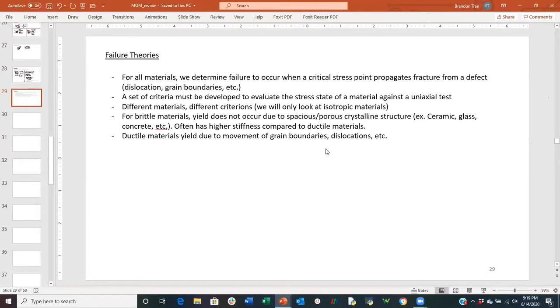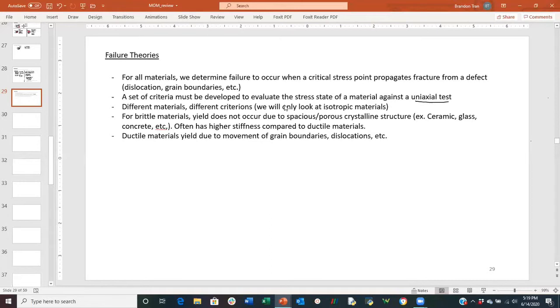So a set of criteria must first be developed to evaluate the stress state of a material against a uniaxial test. A uniaxial test is used to compare against the criteria we're about to develop in failure theories. And why do we compare against a uniaxial test? Well, we don't really want to compare it to a biaxial or even worse, because that requires more time and is more costly. Uniaxial tests are cheaper and easier to measure.